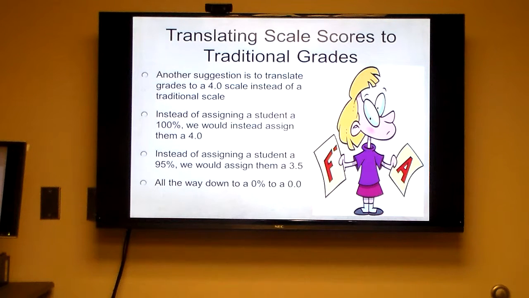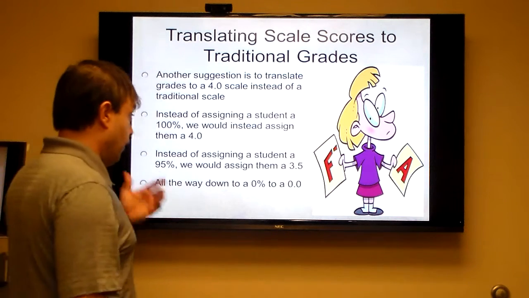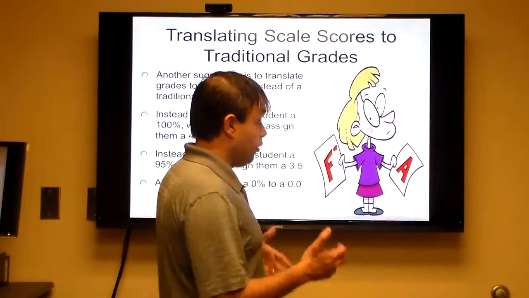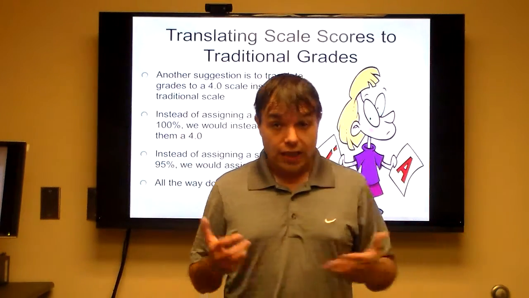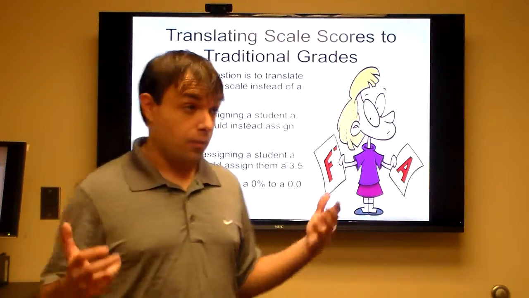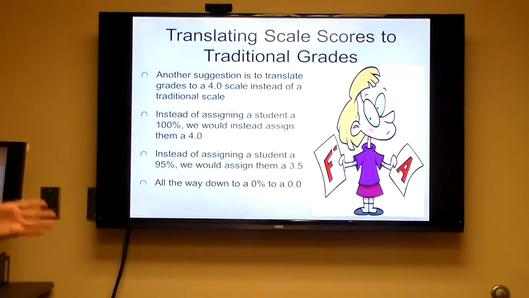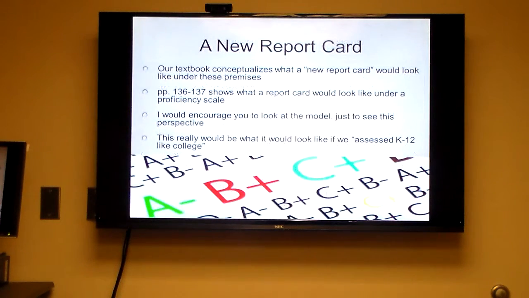So everything that our authors suggest is that we don't give A's, B's, and C's, and we give them a 4.0 scale like they're going to be used to in college. Instead of getting 100% on something, we give them a 4.0. Instead of giving them a 95, we give them a 3.5, all the way down from 0% to a 0.0. You would have to determine the proficiency scale, you would have to rate it, and you would have to change it. Any way you look at it, it's still something that would probably be difficult to explain to parents, and it would have to be embedded in the school culture.